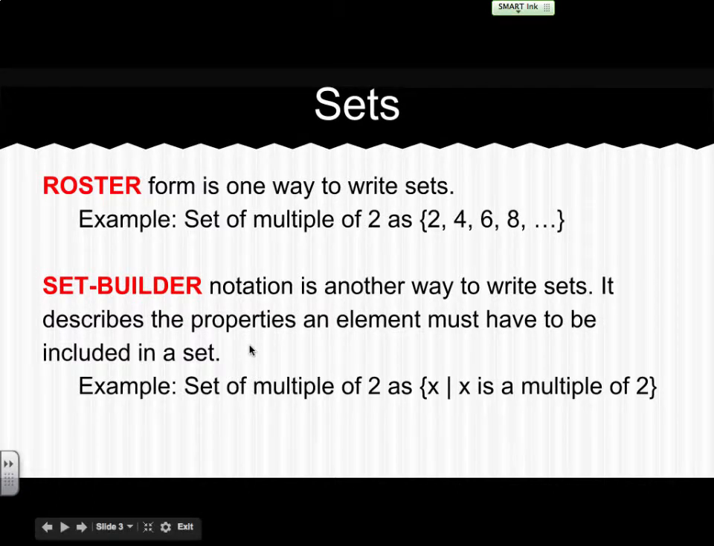Sets. Roster form is one way to write sets. An example would be the set of multiples of 2 as 2, 4, 6, 8, etc. Set builder notation is another way to write sets. It describes the properties an element must have to be included in the set. Example: the set of multiples of 2 is read, x such that x is a multiple of 2.